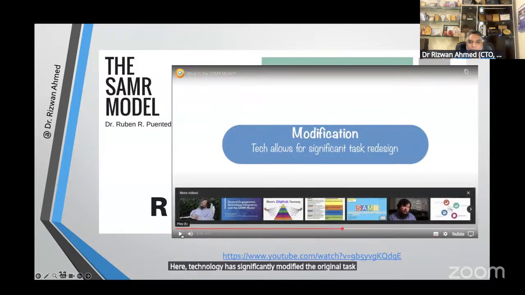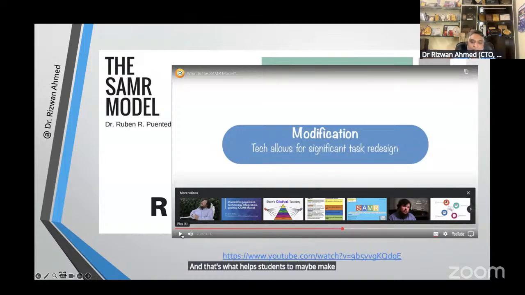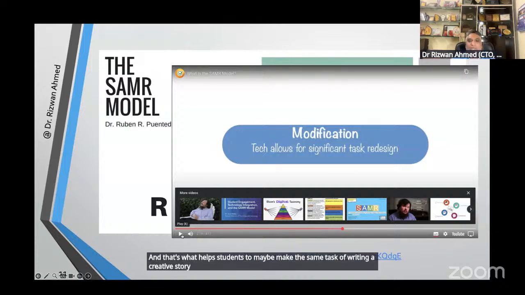So here in modification, we are making use of Google Docs or maybe Office 365, right? Which is going to help us do a lot of things significantly differently. And that's what helps students, right, to maybe make the same task of writing a creative story more easily, do collaborative sharing and things like that.